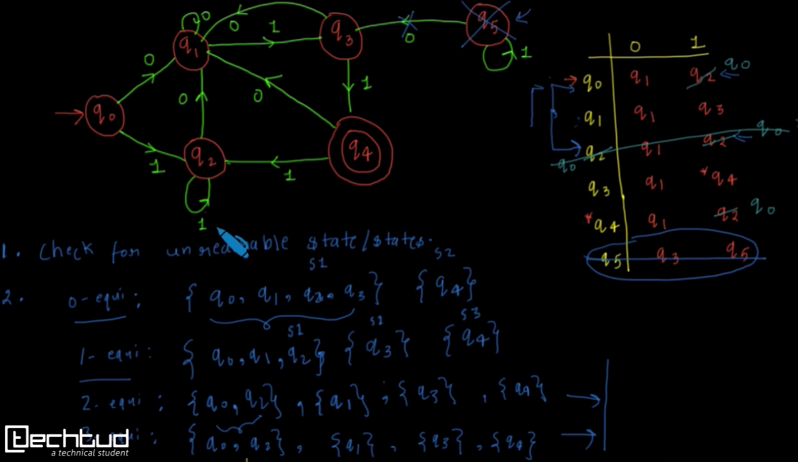But we have separated Q1 from this set. Why? Because Q1 can reach the final state by applying an input of length 2. By just applying 1 and 1 you can reach the final state. So Q1 can be separated from this set. You can check for 3 equivalent states also. This is very simple, and we have discussed this in our definition also.